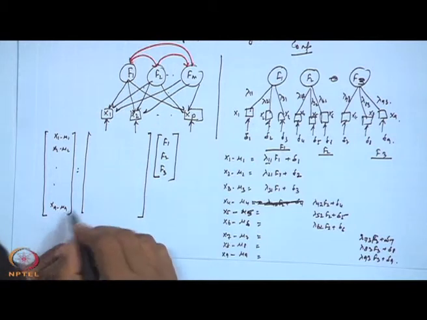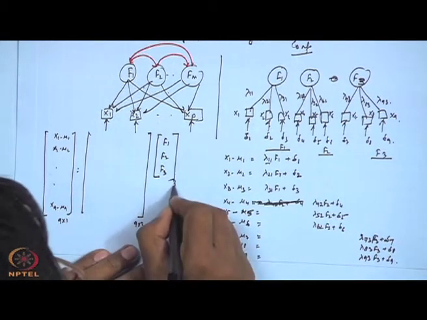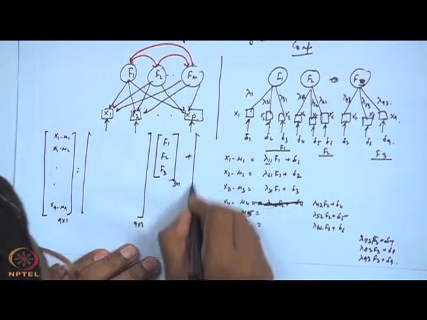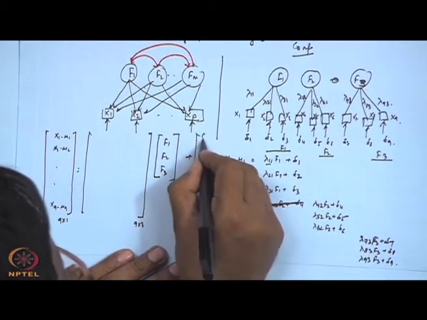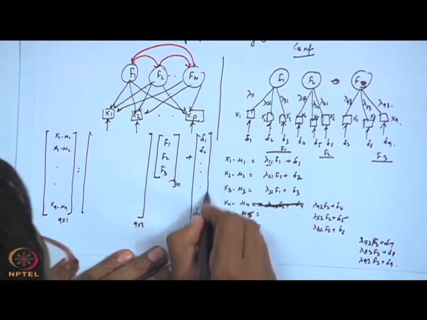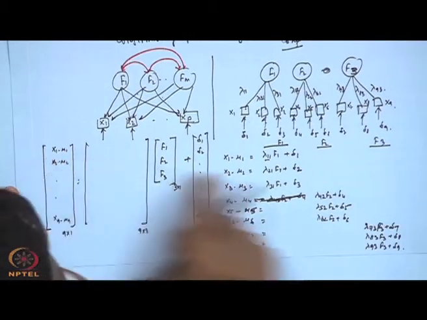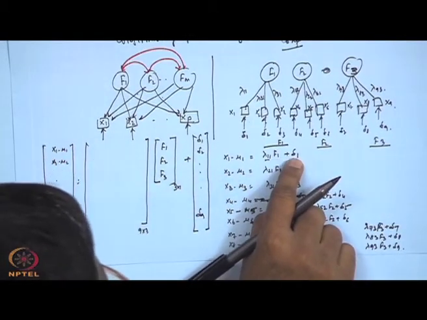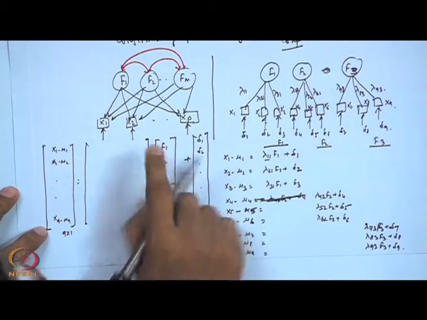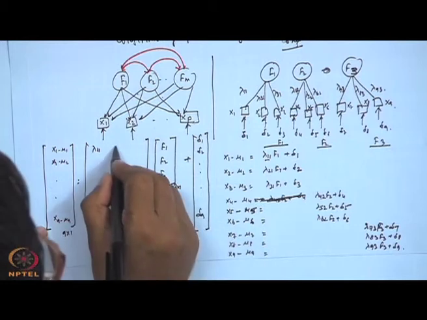So, this one is your 9 cross 1, this will be 9 cross 3 and 3 cross 1 plus your delta, which will be delta 1, delta 2, so delta 9. And this is the case. So, what I want is x1 minus mu 1 equal to lambda 1 delta 1. So, lambda 1 f1 is there, f1 is there here, 1 1.